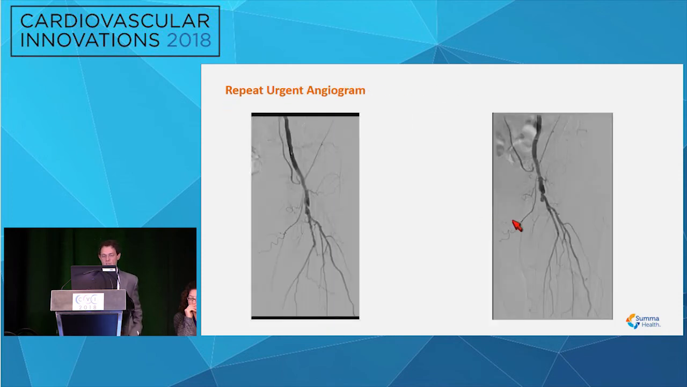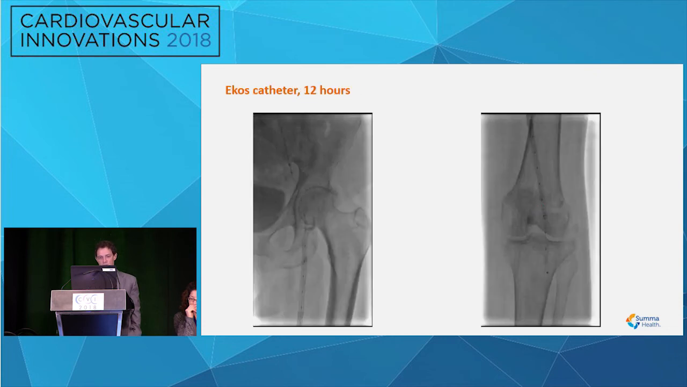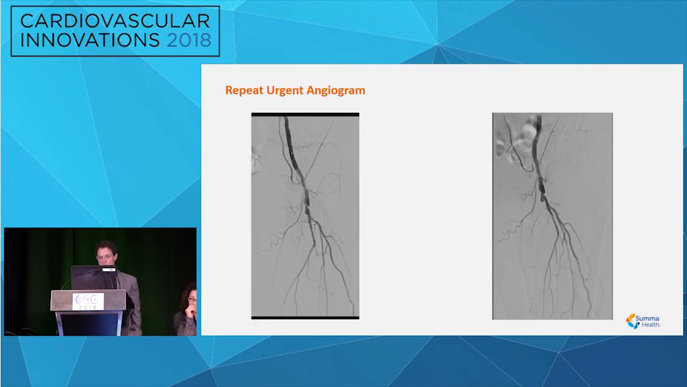So here's my repeat angiogram. You can see her entire SFA had shut down. And you see here in her common femoral, she does have a pretty severe complex dissection. So at that point, I felt, she's probably going to need her common femoral fixed. What's the best way to do that? Can I do this endovascularly?